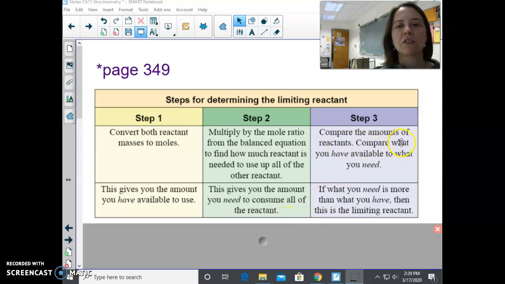Then you compare the amounts of the reactants. Compare what you have to what you need, and if what you need is more than what you have, it is the limiting reactant. Or in other words, if you have less than you need, that is the limiting reactant.